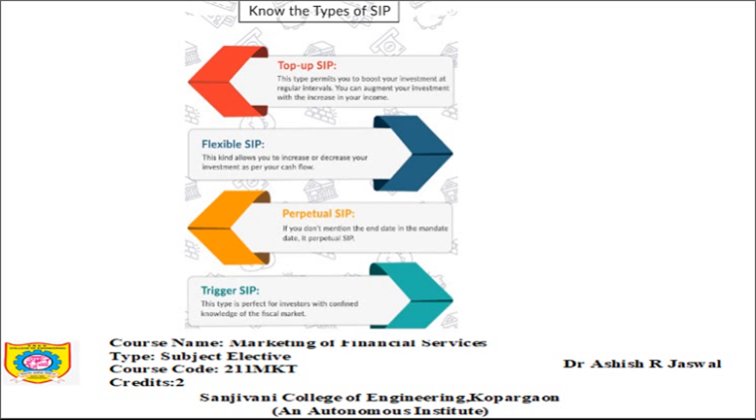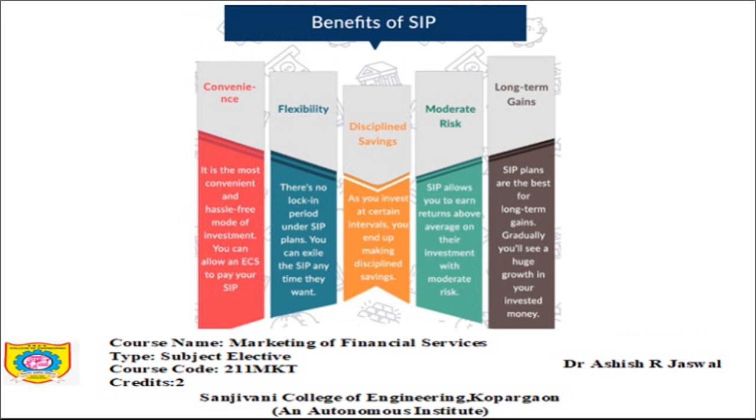So I suppose students should be clear in analyzing the four types of SIP: top up SIP, flexible SIP, perpetual SIP, and trigger SIP. As these are the different types of SIP, having understood the definition and types of SIP, let us look into the benefits of SIP. There are 5 benefits. There are 5 pillars which are very strong benefits of SIP.